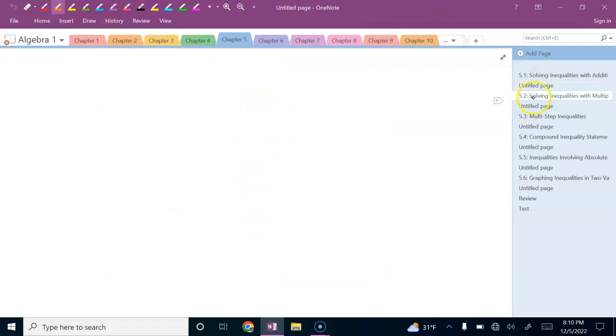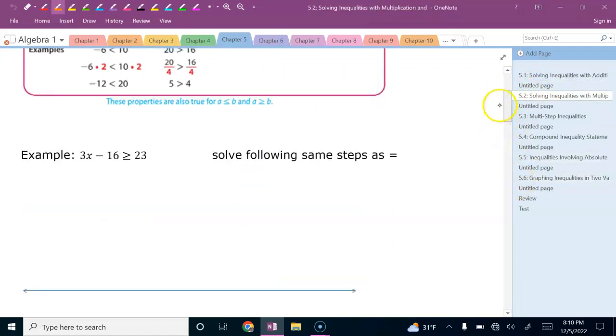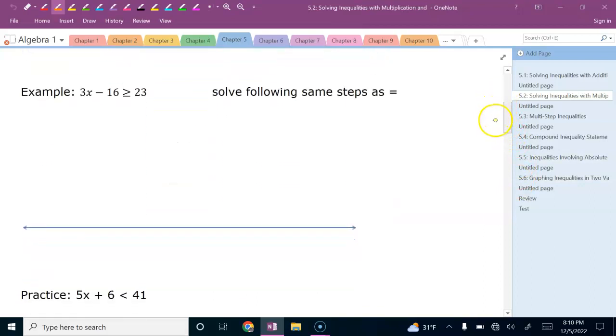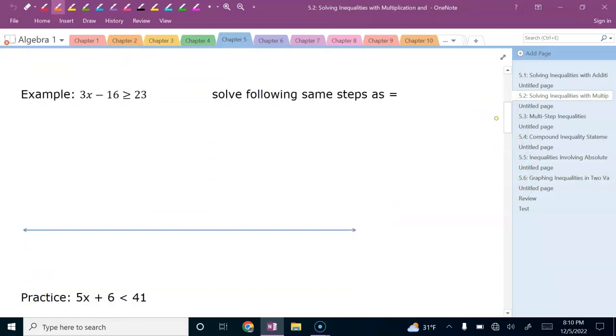So I'm going to jump into an example dealing with a multi-step problem, so dealing with addition and subtraction first before we get to the multiplication and division. For this first one, I've got 3x minus 16 is greater than or equal to 23.